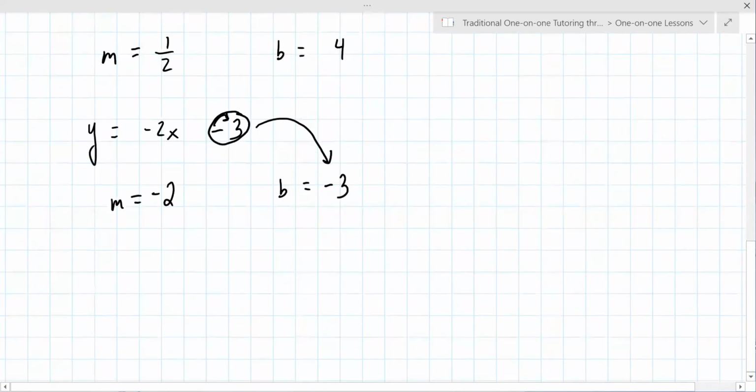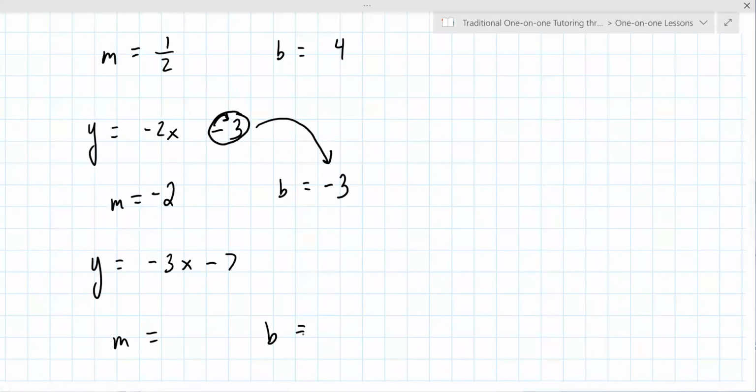Okay, so let's try another one here. Let's say y equals negative 3x minus 7. What is the slope and what is the b value? The slope m is negative 3. Okay, good. And the b is negative 7. Negative 7. Very good.